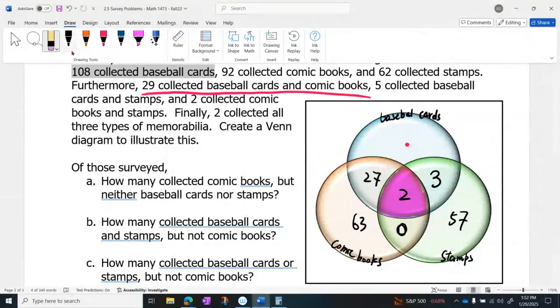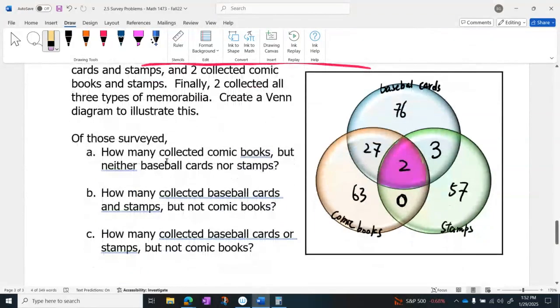We use the information that is given, but we go backwards, right? And we figure out all the cardinalities. We figured out the cardinalities for all the regions. Now we are ready to answer the questions. Part A. How many collected comic books, but neither baseball nor stamps? So that means we're considering the people who only collect the comic books, right? Only collect comic books.